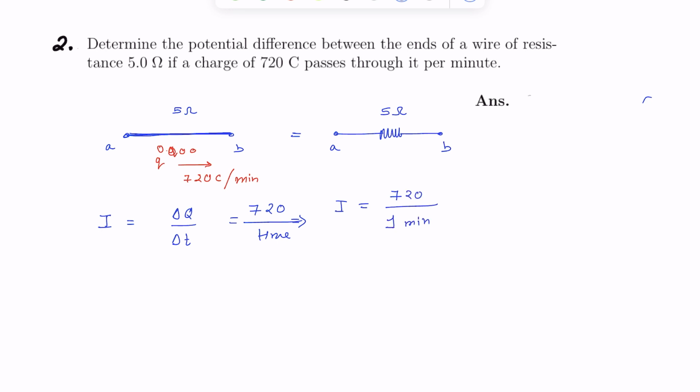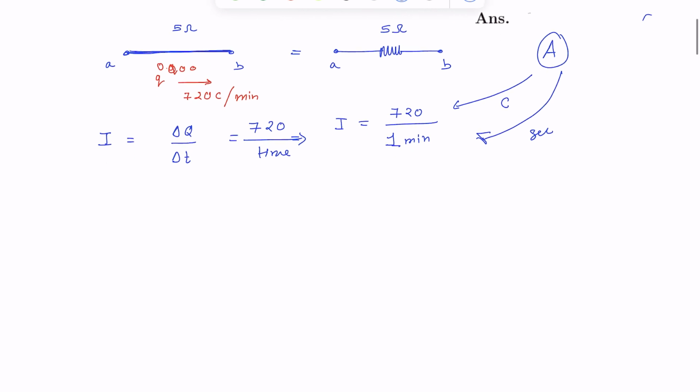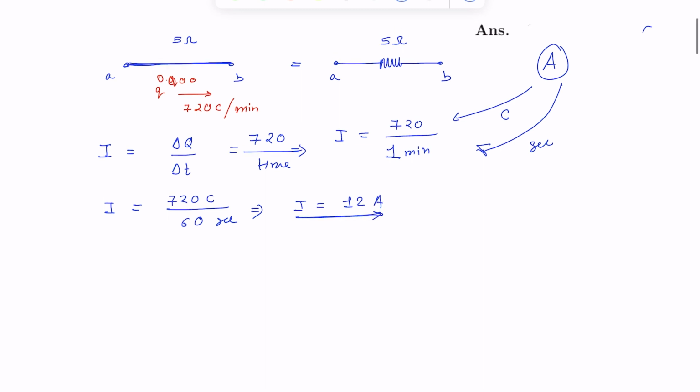Although this is the right combination for the answer, to get your answer in amperes, you have to have in the numerator charge in coulombs and in the denominator time in seconds, because that's how SI units work. So I equals 720 coulombs, which is correct, but we need to convert that 1 minute into seconds, and that is just 60 seconds. This implies that 720 divided by 60 is 12. So I is equal to 12 amperes. That's the first piece of information we get after solving what is given to us.